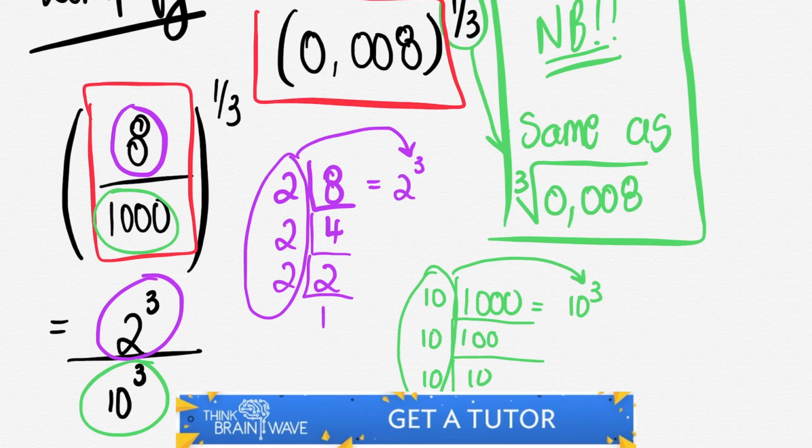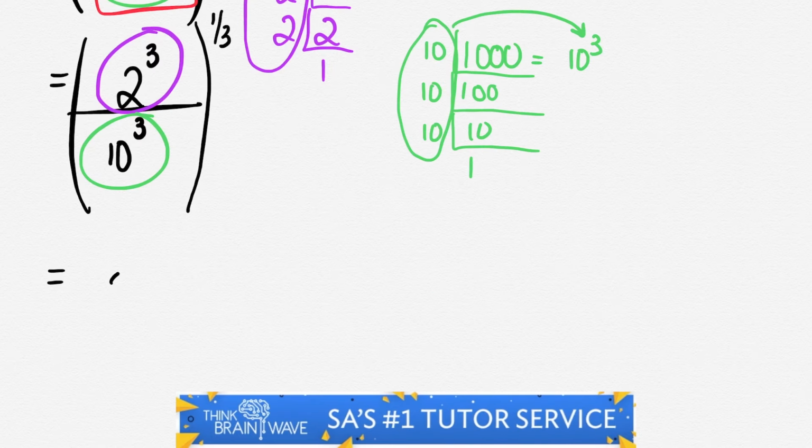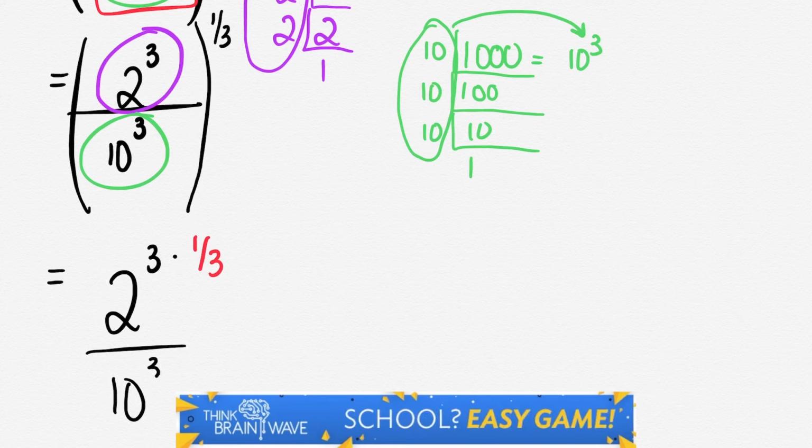Let's not forget that we've got a third as our power. So let's put our third back in. And now we say we've got 2 to the power of 3 times by a third, because that's your exponents rule. When you have an exponent to the power of an exponent, you multiply your exponents together. Here we do it again for 10 to the power of 3 times by a third.